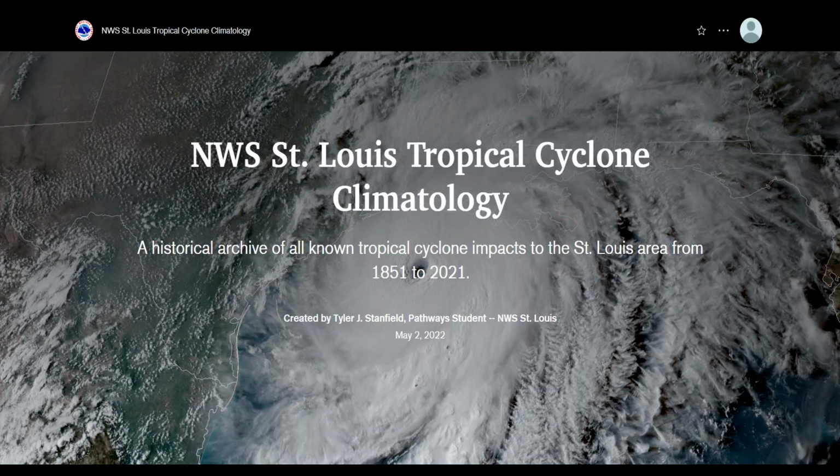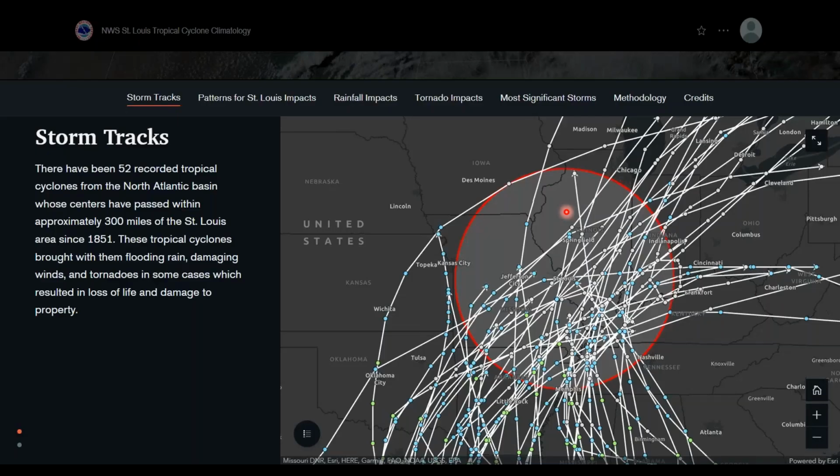That being said, the main purpose of creating this TC climatology was that we wanted a page dedicated to providing information about tropical cyclone impacts to our area for our partners and the general public, as well as having some usefulness for the forecasters within the office, so that they are more familiar with the general impacts and types of events that can occur with these tropical cyclones.